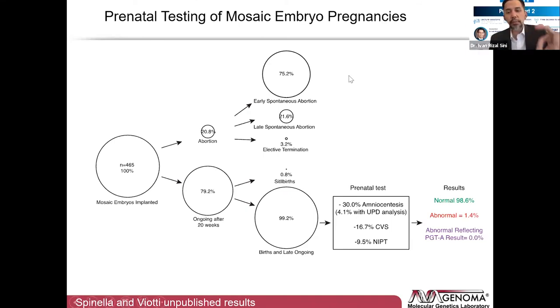Did you differentiate between the low level and high level mosaics in these 465 samples? Actually, here we didn't find any mosaic-correlated aneuploid fetus or baby in this case, independent of which kind of mosaicism we observed.